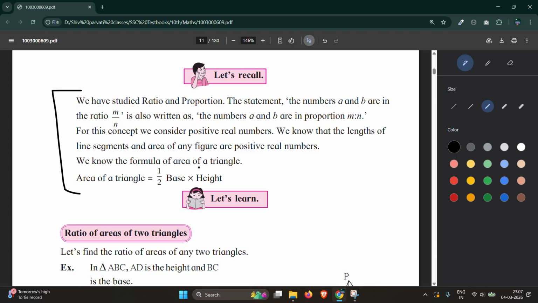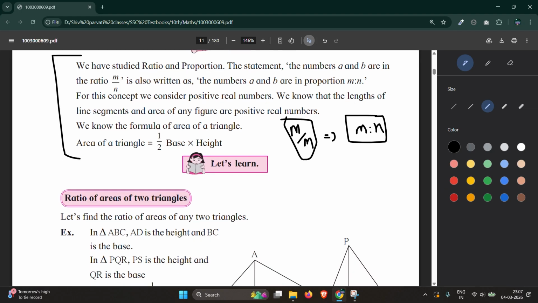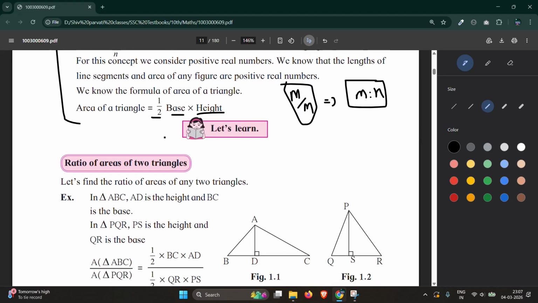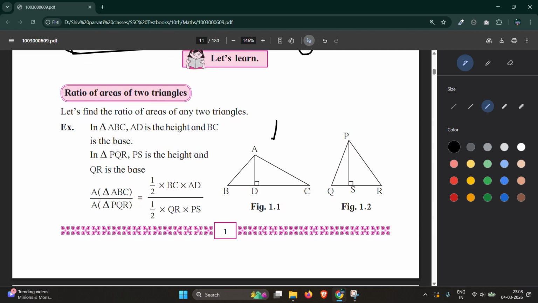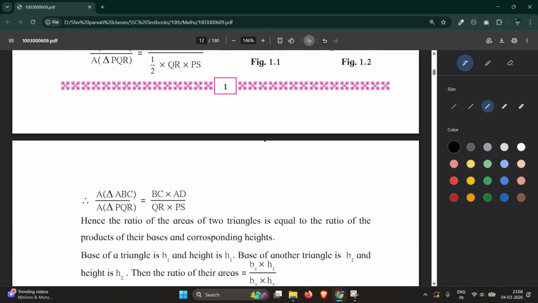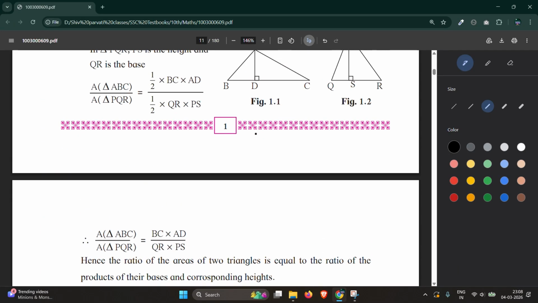So first of all, we just have a simple note saying that if there are two numbers n and m which we divide, we can say that they are in the ratio m is to n. This is just another notation to write these types of numbers. And the area of a triangle is half into base into height. This is very important since this whole chapter is about triangles. Now this is one thing that you should keep in mind, and this will be used throughout this chapter.